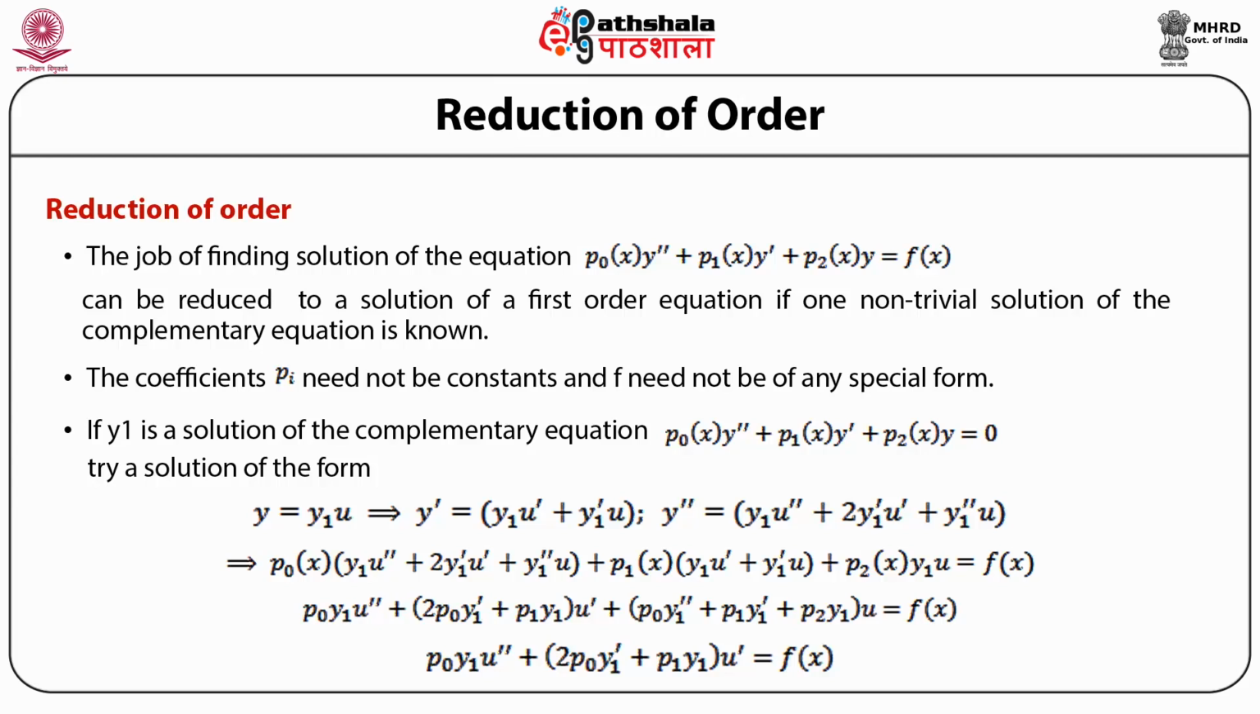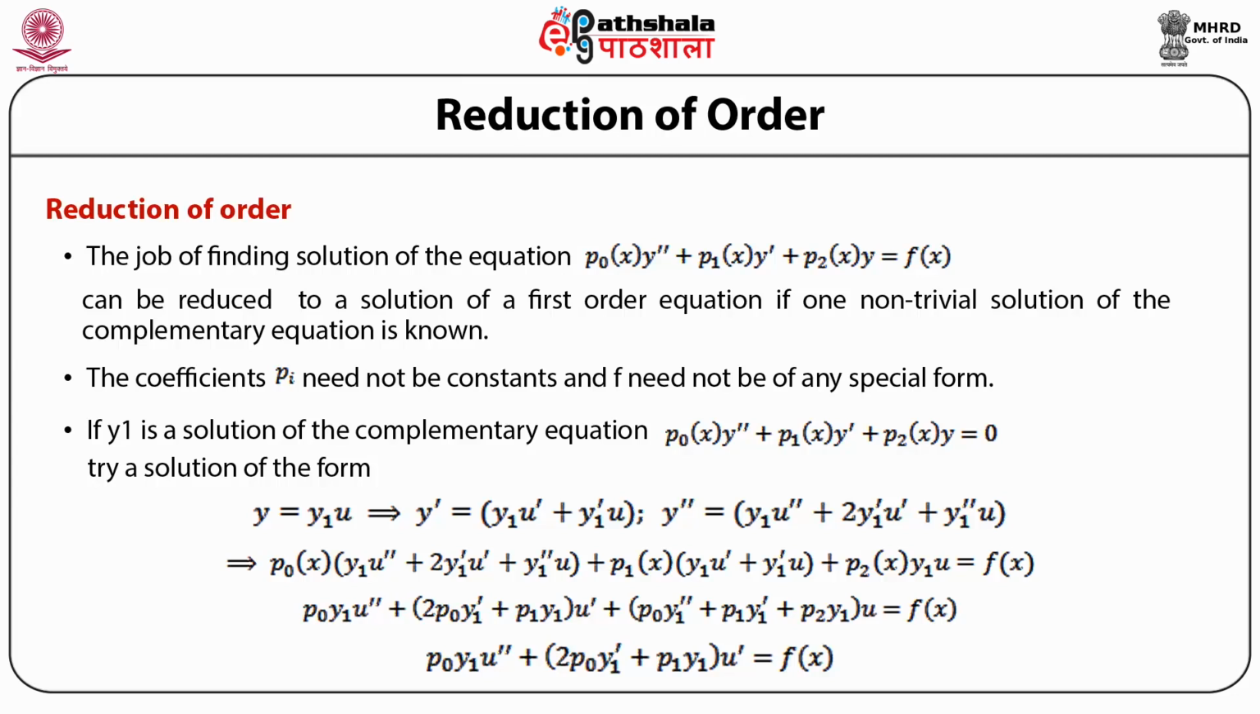We try a solution for the inhomogeneous equation of the form y equals y1 times u. Then the first derivative of y may be obtained as y1 times u prime plus y1 prime times u. Similarly, the second order derivative of y can be obtained as y1 times u double prime plus 2 times y1 prime u prime plus y1 double prime times u.